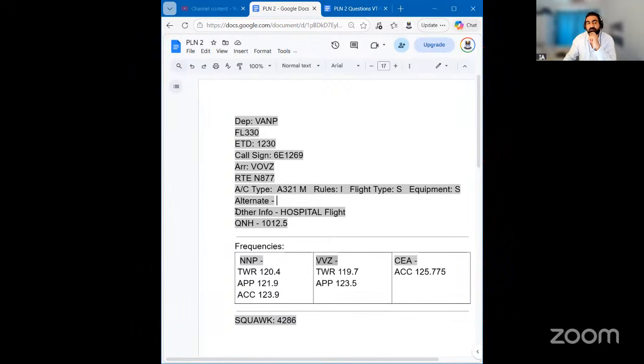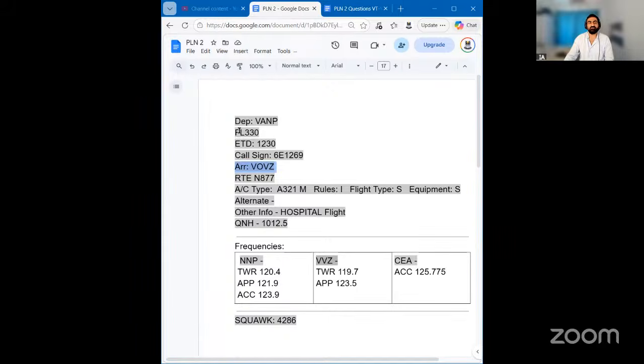We are going from bottom to top. Aircraft type, Airbus 321, moderate. This is wake turbulence. Flight rules, IFR. Flight type, it's a scheduled flight. All standard equipment on board. Route November 877. Arrival VOVZ. Can you determine what this is? Visakhapatnam, correct. Call sign, IFly 1269, very good.